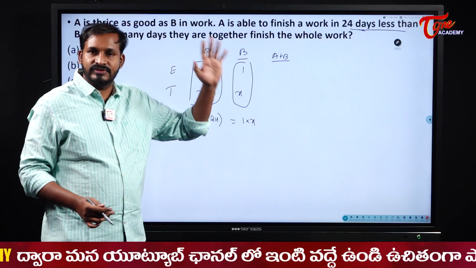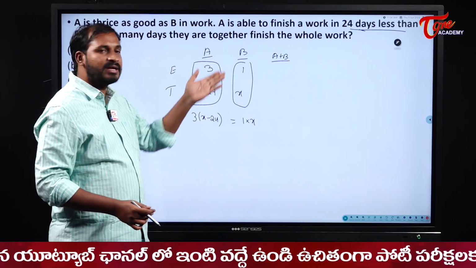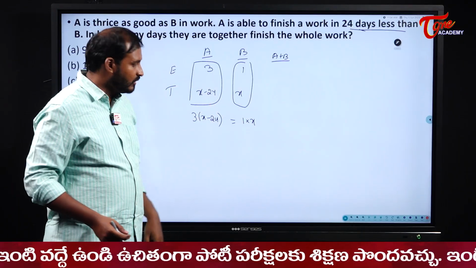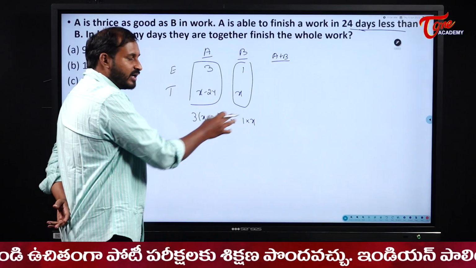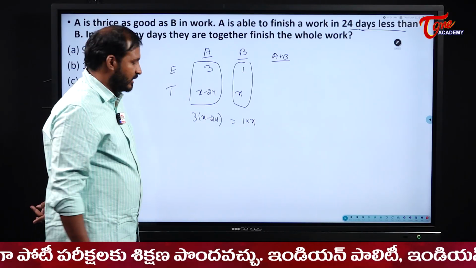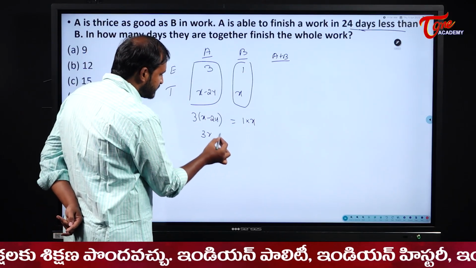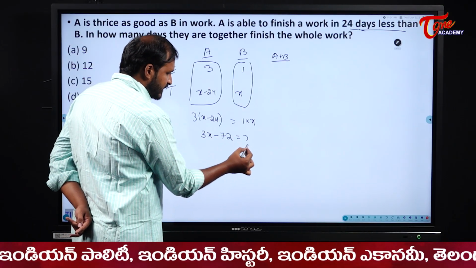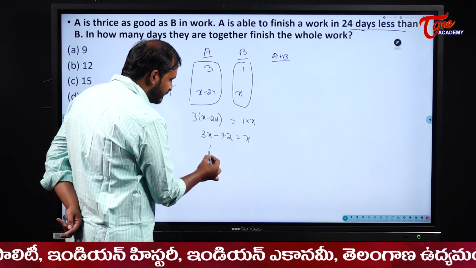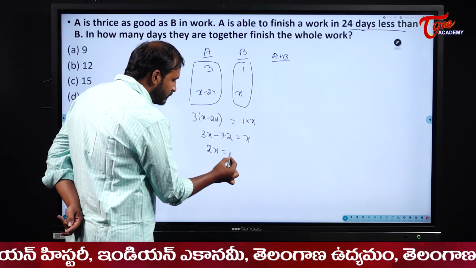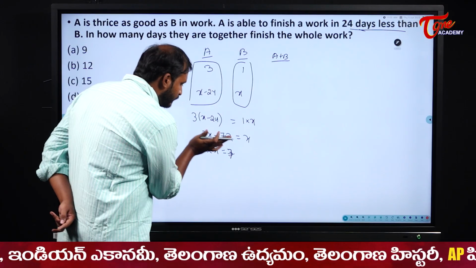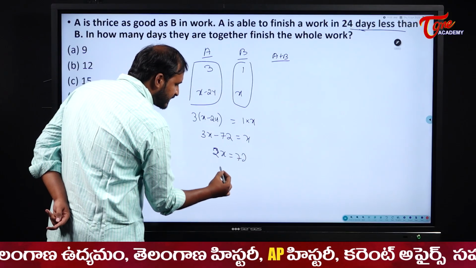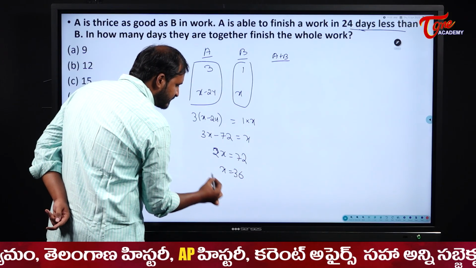See, in all the examples which we have solved till now, please multiply the efficiency and time. The product will always be constant. Similarly, here also this product and this product will be constant. That is my total work. So, what happens to this? 3x minus 72 is equal to X. I will send X to this side and 72 to that side. It will become 2x is equal to 72. What about x? X will become 36.